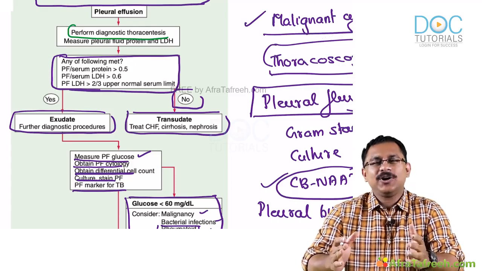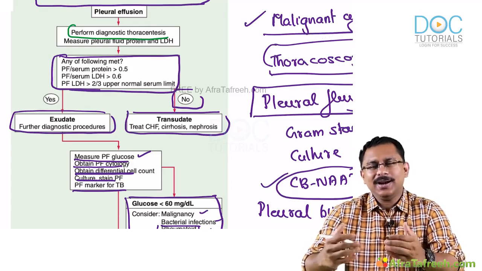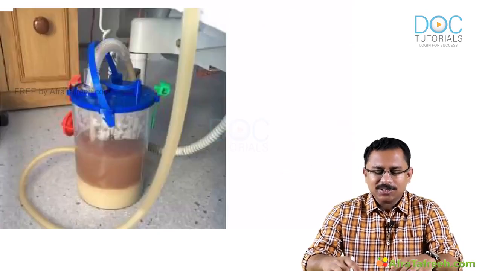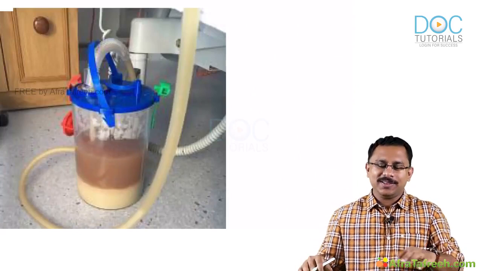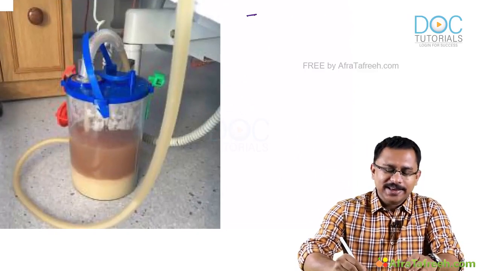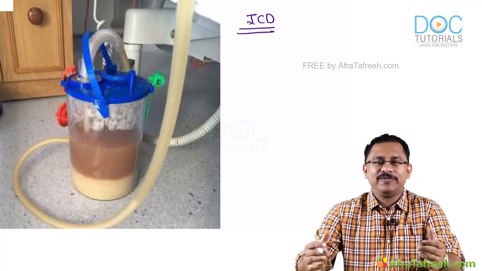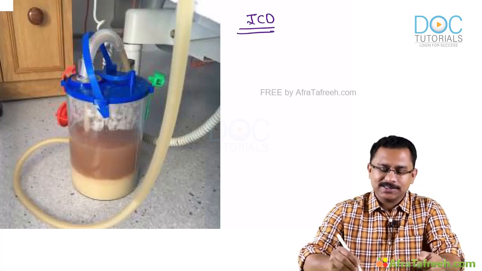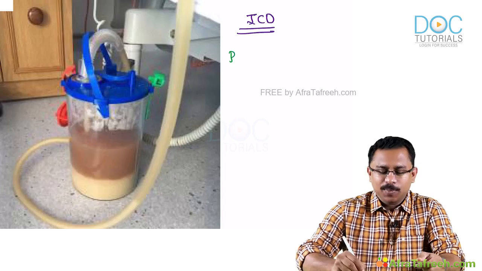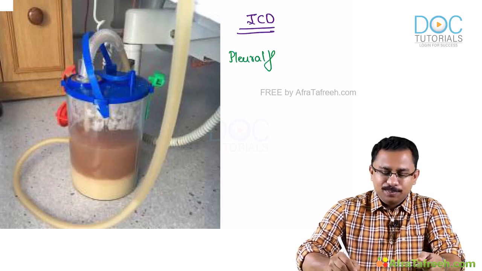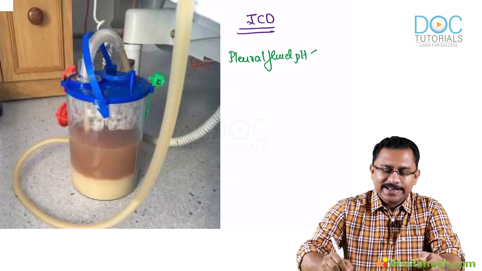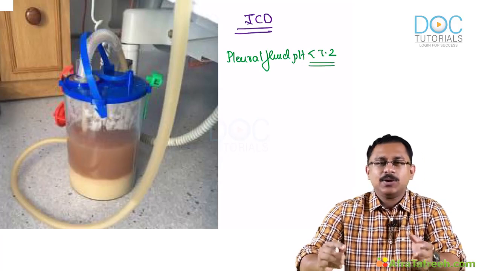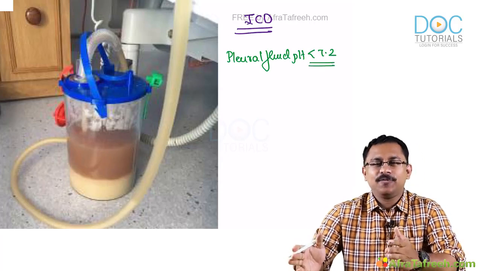So we have seen pleural effusion in detail, and another point that I want to add is when do you go for intercostal tube drainage, or the ICD, in case of a patient with pleural effusion. You go for an ICD insertion or a chest tube insertion. One indication is when the pleural fluid pH is less than 7.2, because normally the pH of pleural fluid is around 7.6.